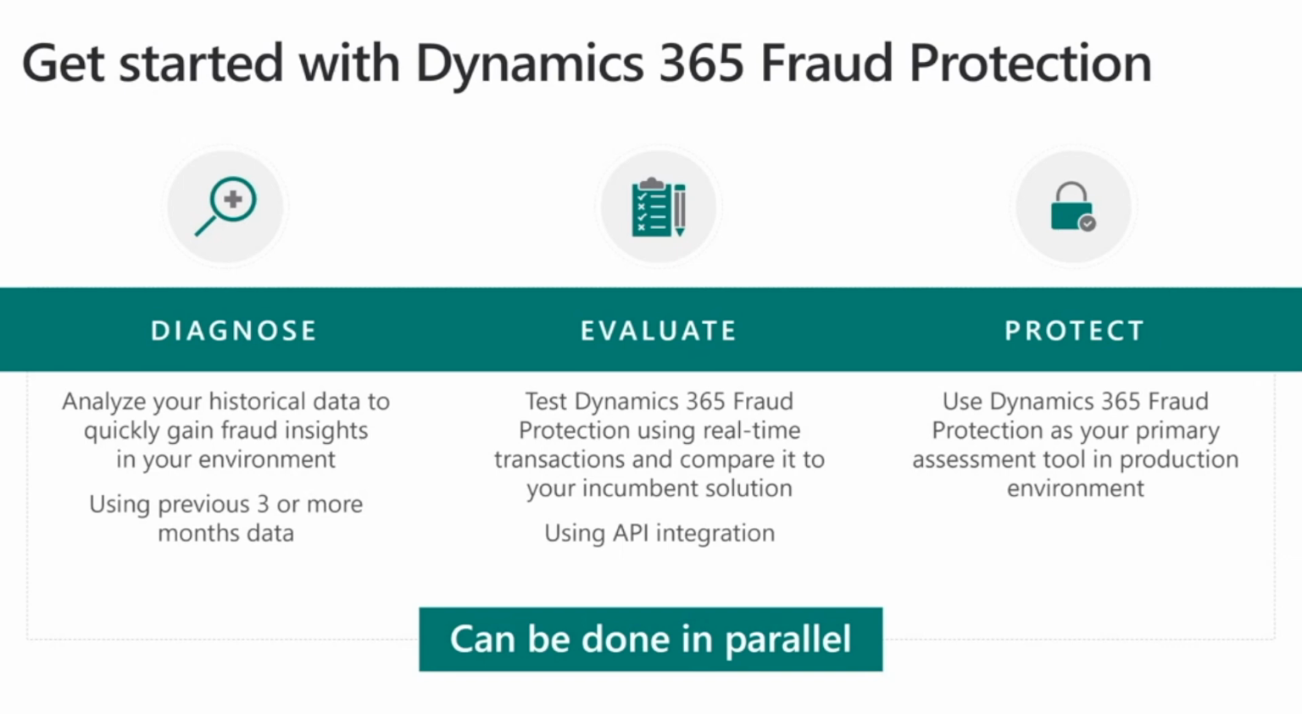We also offer an evaluate experience where you can go through the API integration process, get onboarded, and start calling us in shadow mode. In this case, your payment system continues to work as normal. Your fraud protection system, which is not Dynamics, works as normal, but in the background, you're calling us also in shadow. In 45 to 60 days after you have been calling us in shadow mode, we will present you with a report showing the KPIs and the lift that you would have experienced had you been using Dynamics Fraud Protection instead of whatever you have been using.